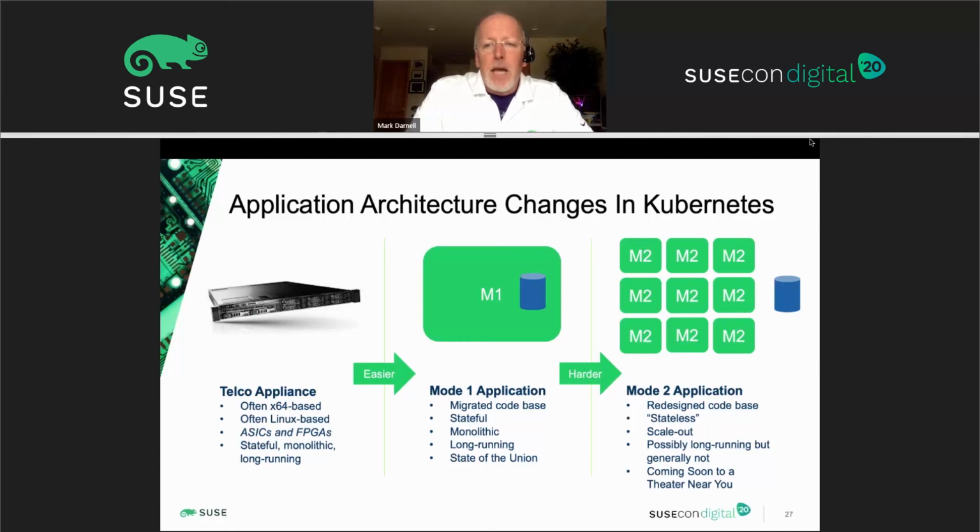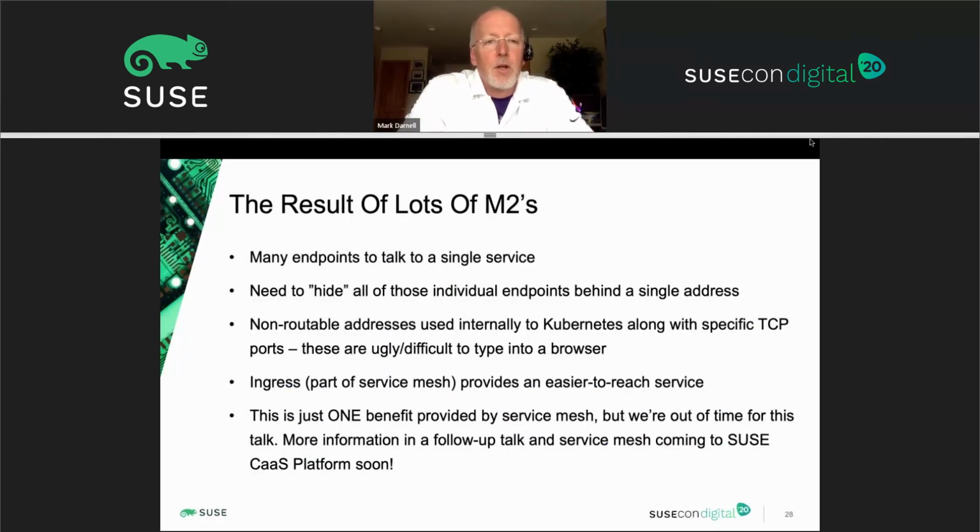What impact does this have? Why does this matter to service mesh? Like I said, I'm going to drill into one point. If you look at all those M2s, there are many endpoints. They all expose a single service. The question is, if you're outside this cluster and you need to talk to one of those, which one do you talk to? They may have different IP addresses and different TCP ports.